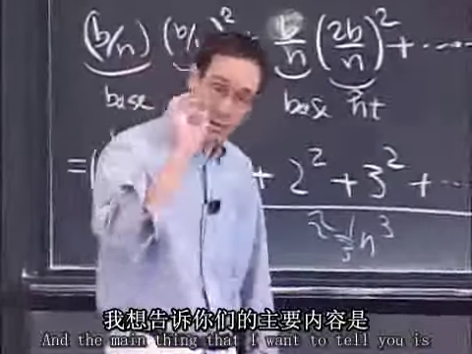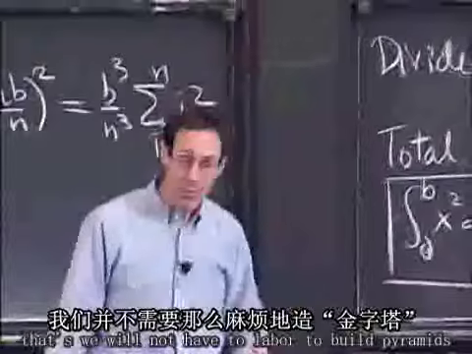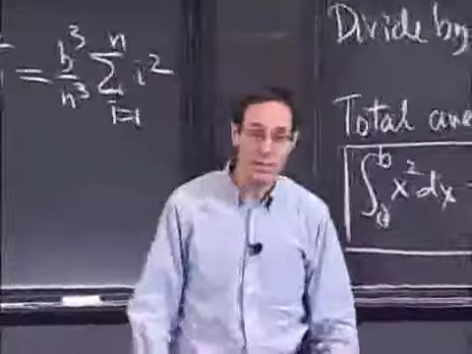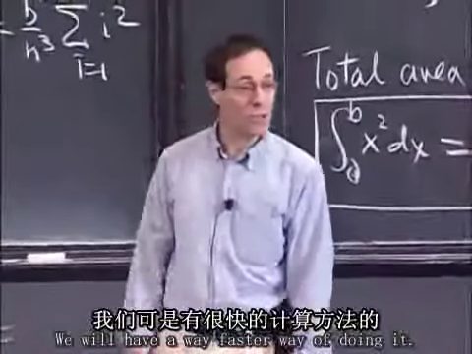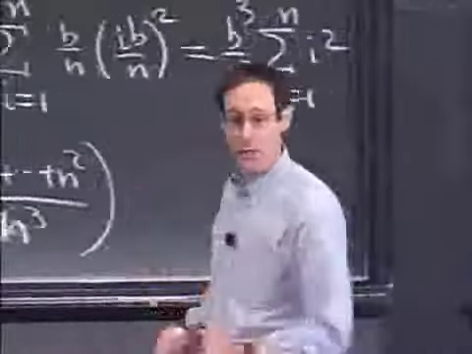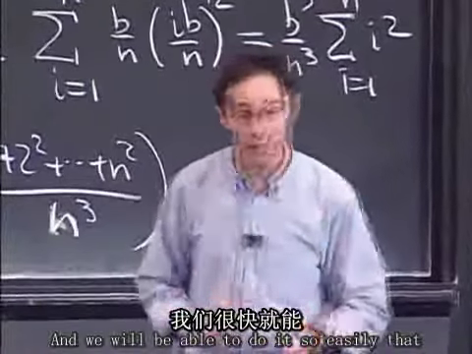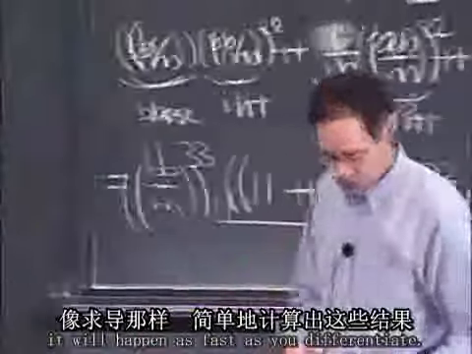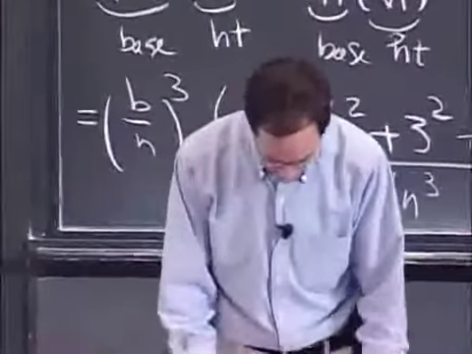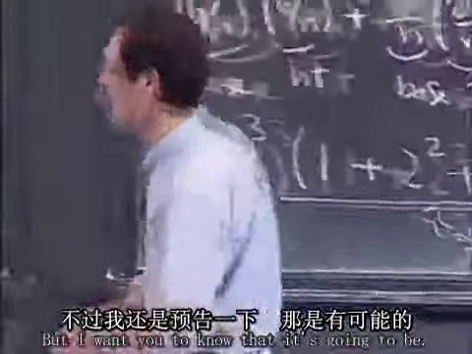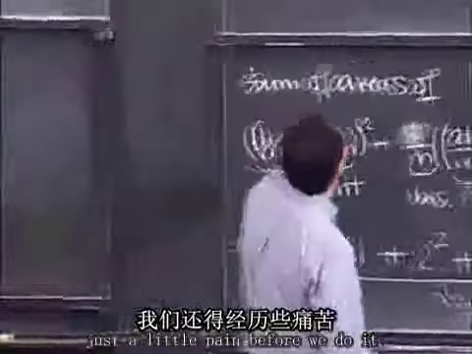And the main thing that I want to tell you is that we will not have to labor to build pyramids to calculate all of these quantities. We will have a way faster way of doing it. This is the slow, laborious way. And we will be able to do it so easily that it will happen as fast as you differentiate. So that's coming up tomorrow. But I want you to know that it's going to be. However, we're going to go through just a little pain before we do it.